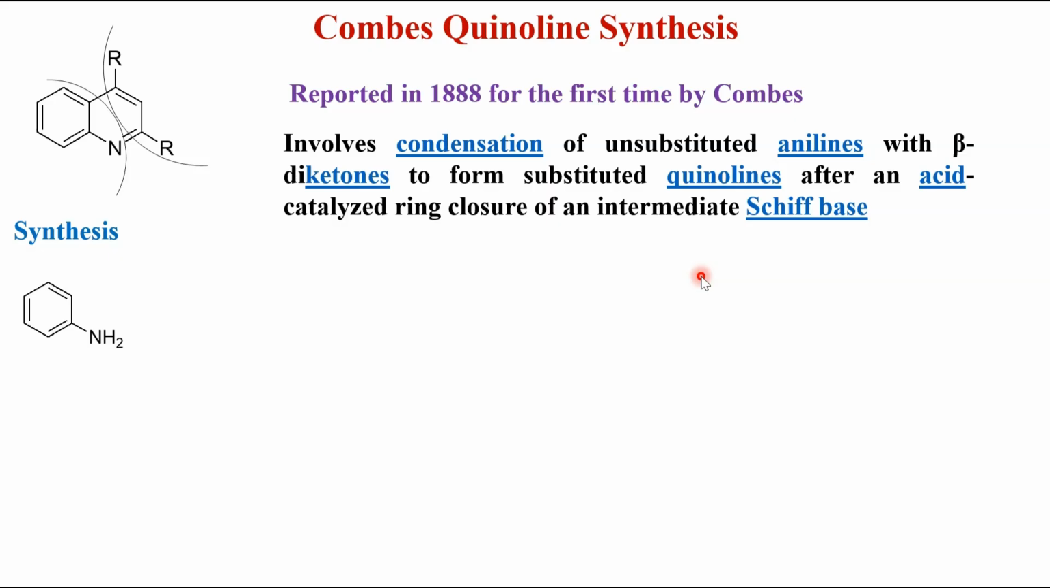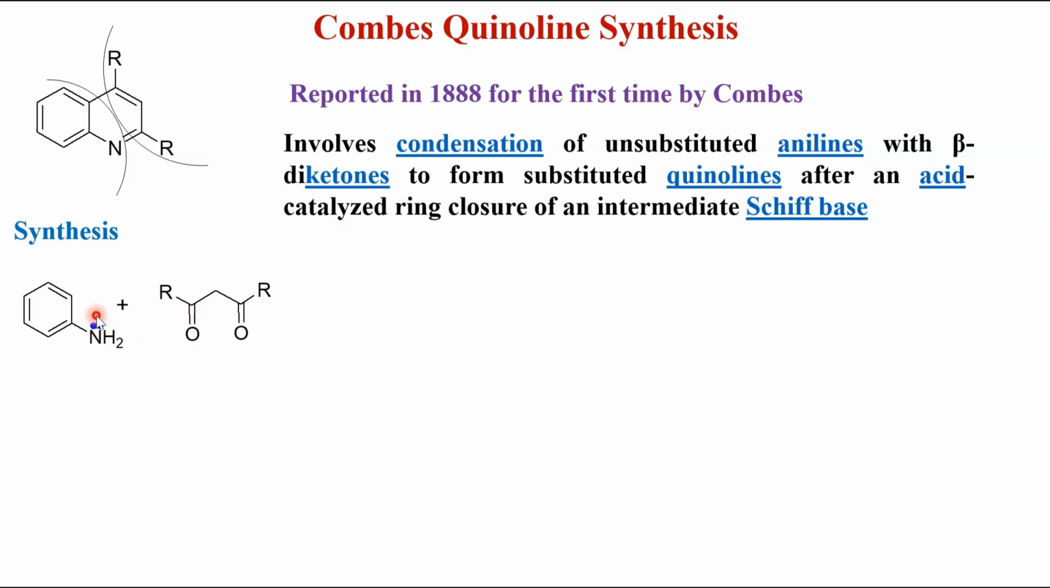I'll take aniline and treat with a 1,3-dicarbonyl compound. If this R is CH3, then it is acetyl acetone. The nitrogen in the amino group is in sp3 hybrid form, hence it has a lone pair of electrons. The carbonyl carbon is an electron deficient center, as adjacent to it there is an electron withdrawing group, that is oxygen. Unlike poles attract each other, this is electron rich and this is electron deficient.